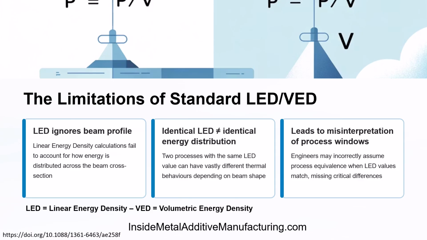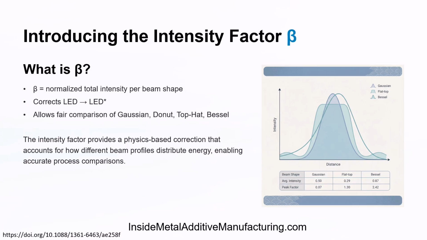As a result, relying solely on LED or VED can obscure the true influence of beam shape and lead to misleading conclusions during process optimization or parameter transfer. To resolve this issue, an intensity factor, denoted as beta, can be introduced to account for the total absorbed intensity of a given beam shape relative to a Gaussian reference. When LED is multiplied by this factor, the result is a corrected metric known as LED star.